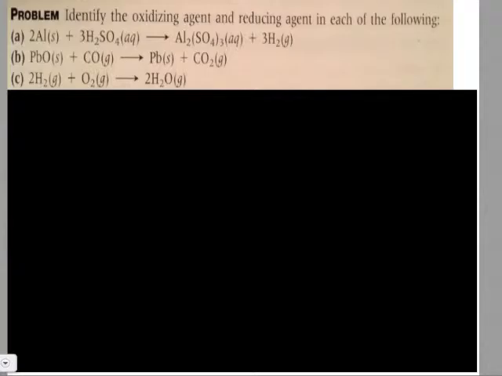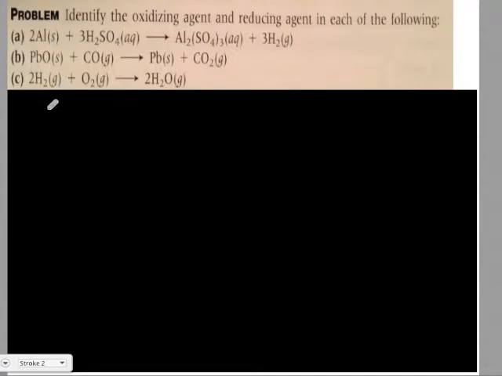Now, for the reducing and oxidizing agent, you want to look for the entire molecule that had the element where the oxidation number was increased. Okay, I want to do some examples here. There's a lot of words and we can practice what I've just said.